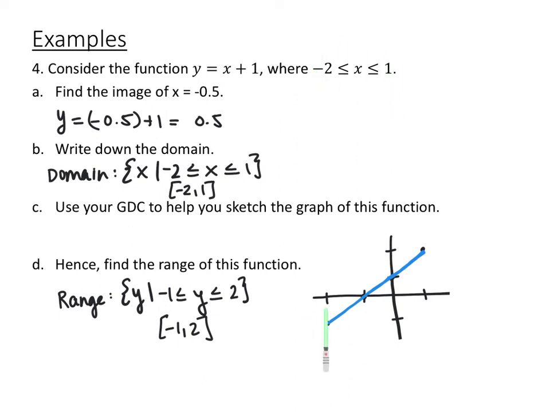So at -2, it's at -1, and then it has a y-intercept of 1, it has a slope of 1, and it ends here at (1, 2). And then the range, the lowest it goes is -1, the highest it goes is +2. So either interval notation or set or inequality notation.